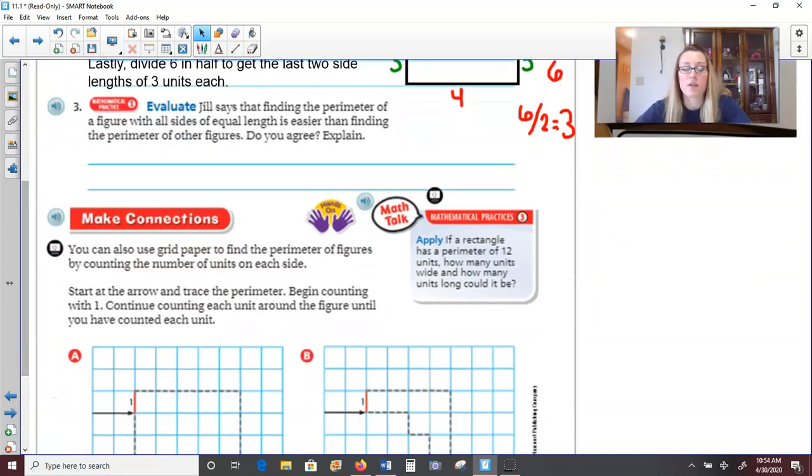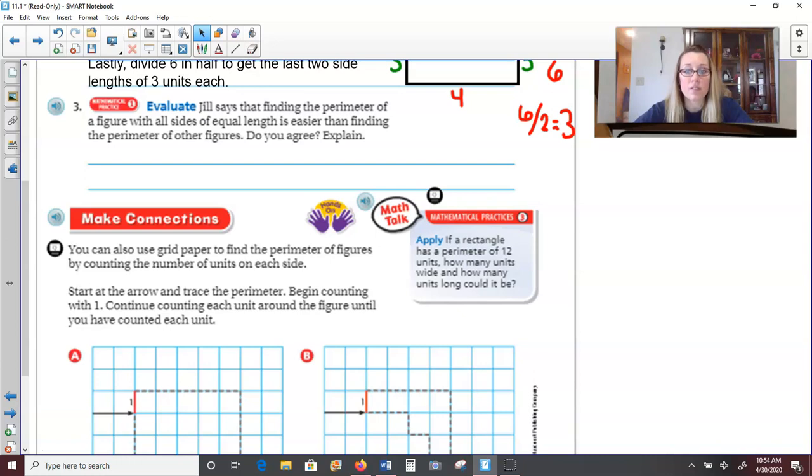All right, moving on to number 3, it says to evaluate. Jill says that finding the perimeter of a figure with all sides of equal length is easier than finding the perimeter of other figures. Do you agree and explain? Well, I remember in the Math Antics video, the guy was talking about regular polygons, and when all of the sides are the same, we don't actually have to add them up every single time. Like the hexagon had 6 sides. He didn't add up 6 different numbers. He did a little shortcut.